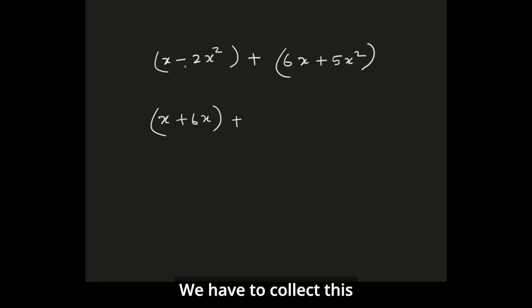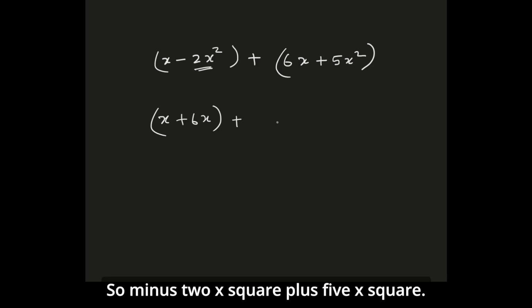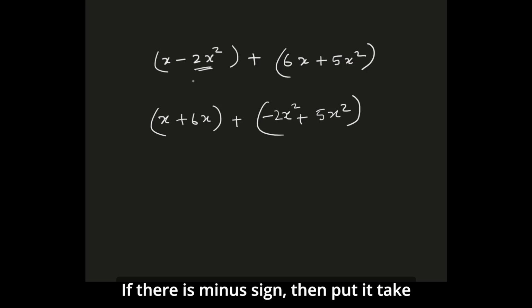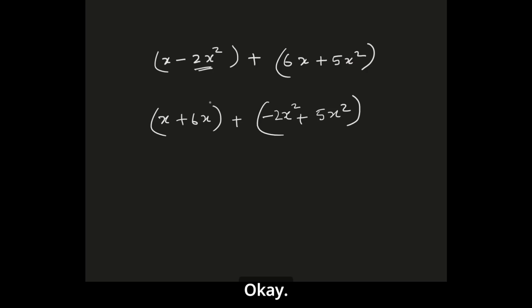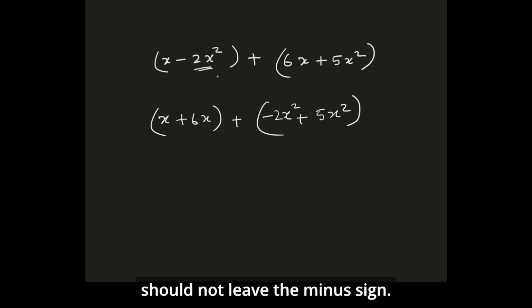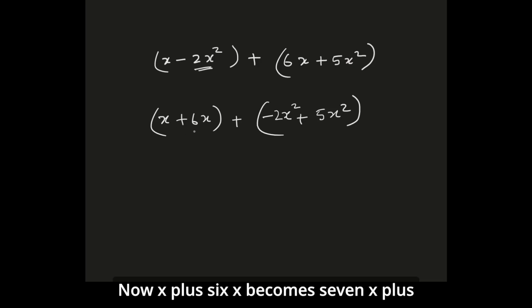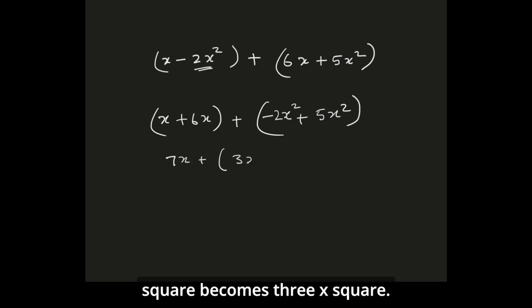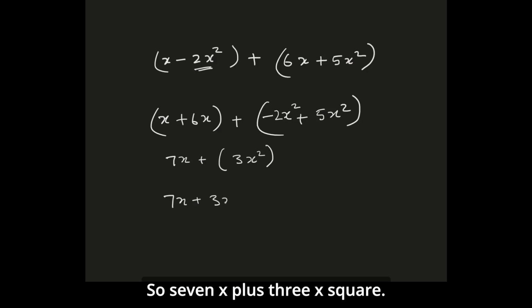Here we have to collect the term with its sign: minus 2x square plus 5x square. Don't forget the sign. If there is a minus sign, take the term with the minus sign. You should not leave the minus sign behind, as we leave the plus sign. Now x plus 6x becomes 7x, and minus 2x square plus 5x square becomes 3x square. So 7x plus 3x square.